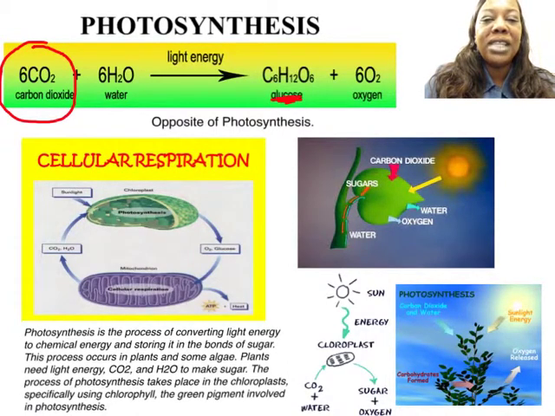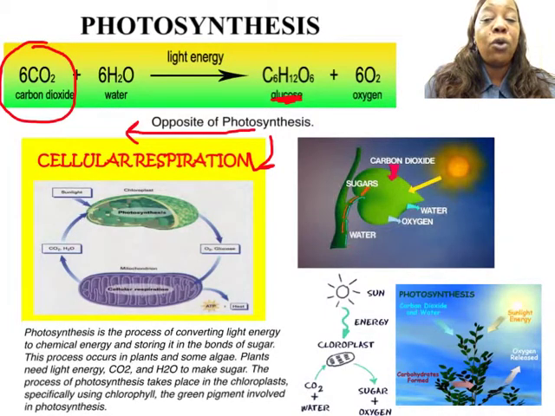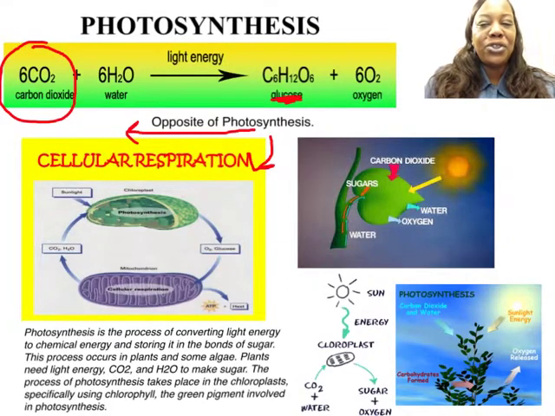The opposite of photosynthesis, as you see here, is cellular respiration. If we just take this arrow and switch it to the opposite direction, it now becomes cellular respiration. Cellular respiration takes place in the chloroplast. Photosynthesis in itself is the process of converting that light energy, as stated before, to chemical energy, and it's stored in the bonds of the sugar. The process takes place in some plants as well as some algae.